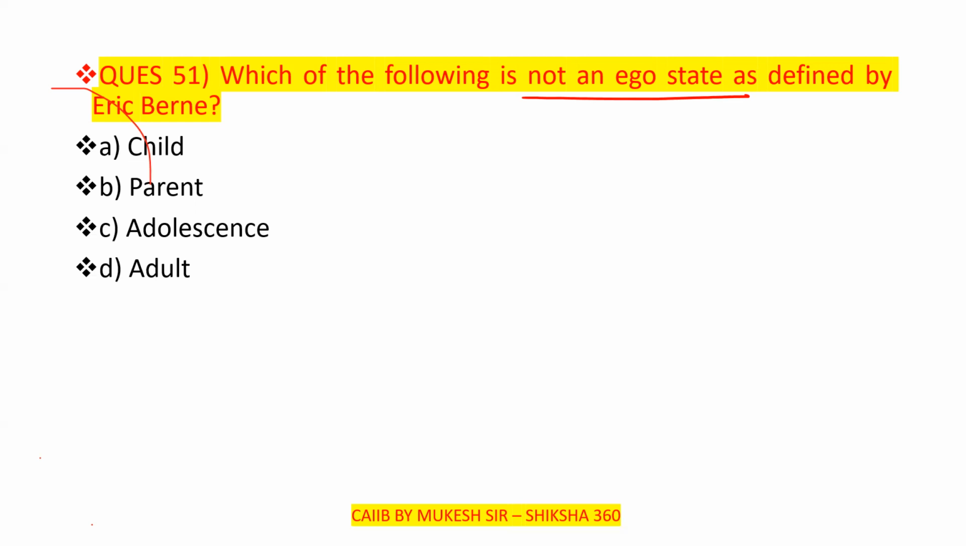So that is child ego state. This one is correct. Parent ego state, this one is also correct. And the third one is adult ego state. This one is also correct. So adolescence is not any ego state. So this one is the answer, as they are asking which of the following is not an ego state as defined by Berne.